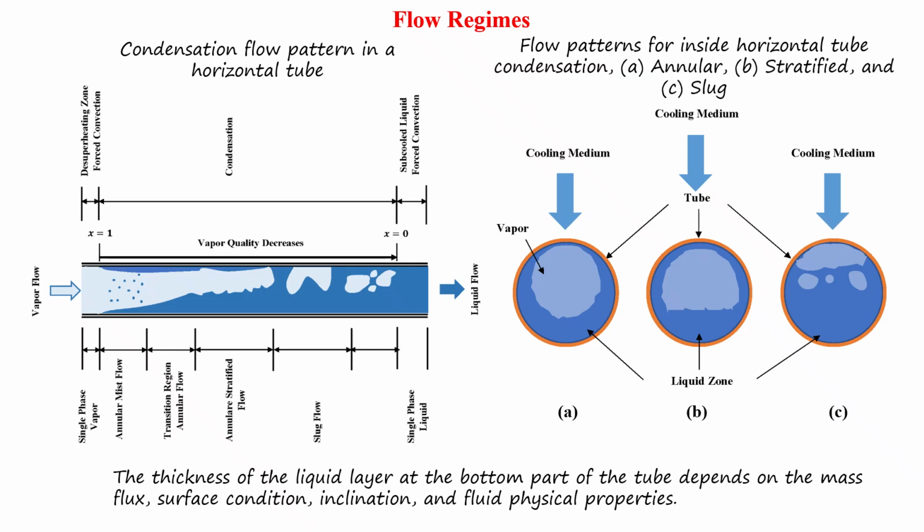It starts from annular, then we have stratified, and the final part is called slug flow, where just a little part of the vapor exists in the bulk flow of that fluid.